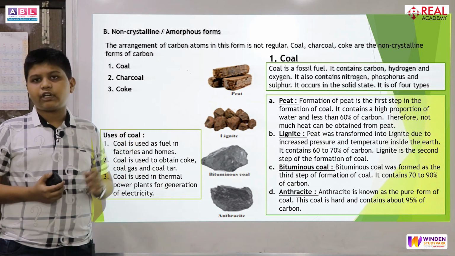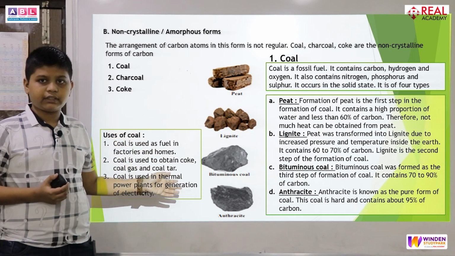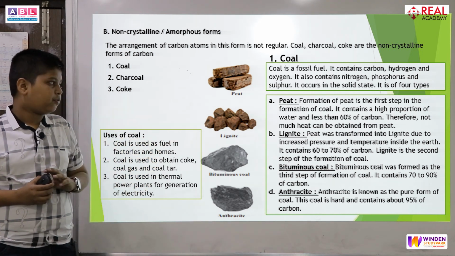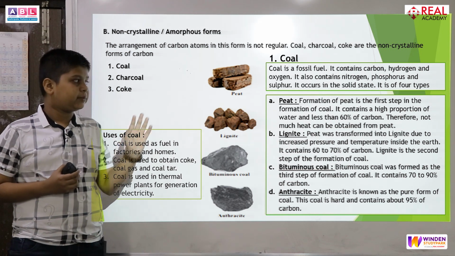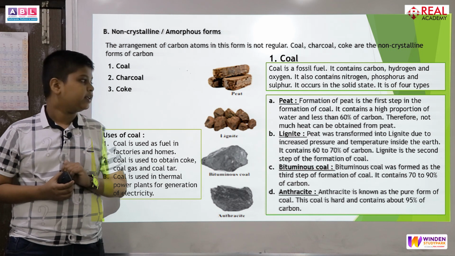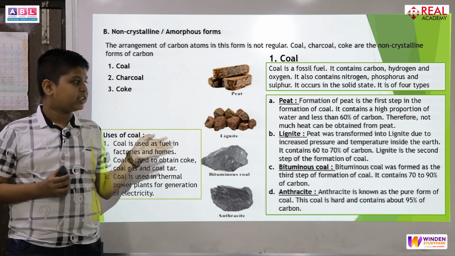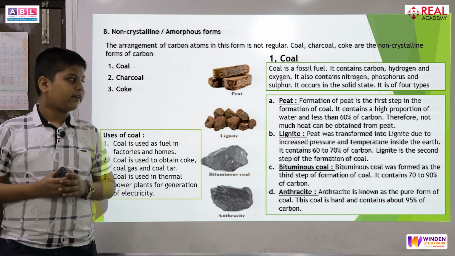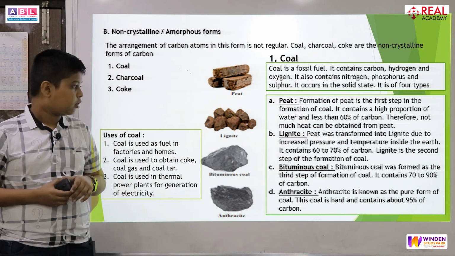It is of four types: first, peat, lignite, bituminous coal and anthracite. Peat. Formation of peat is the first step in the formation of coal. It contains a high proportion of water and less than 60% carbon. Therefore, not much heat can be obtained from peat. Lignite. Peat was transformed into lignite due to increased pressure and temperature inside the earth. It contains 60 to 70% of carbon. Lignite is the second step of formation of coal.